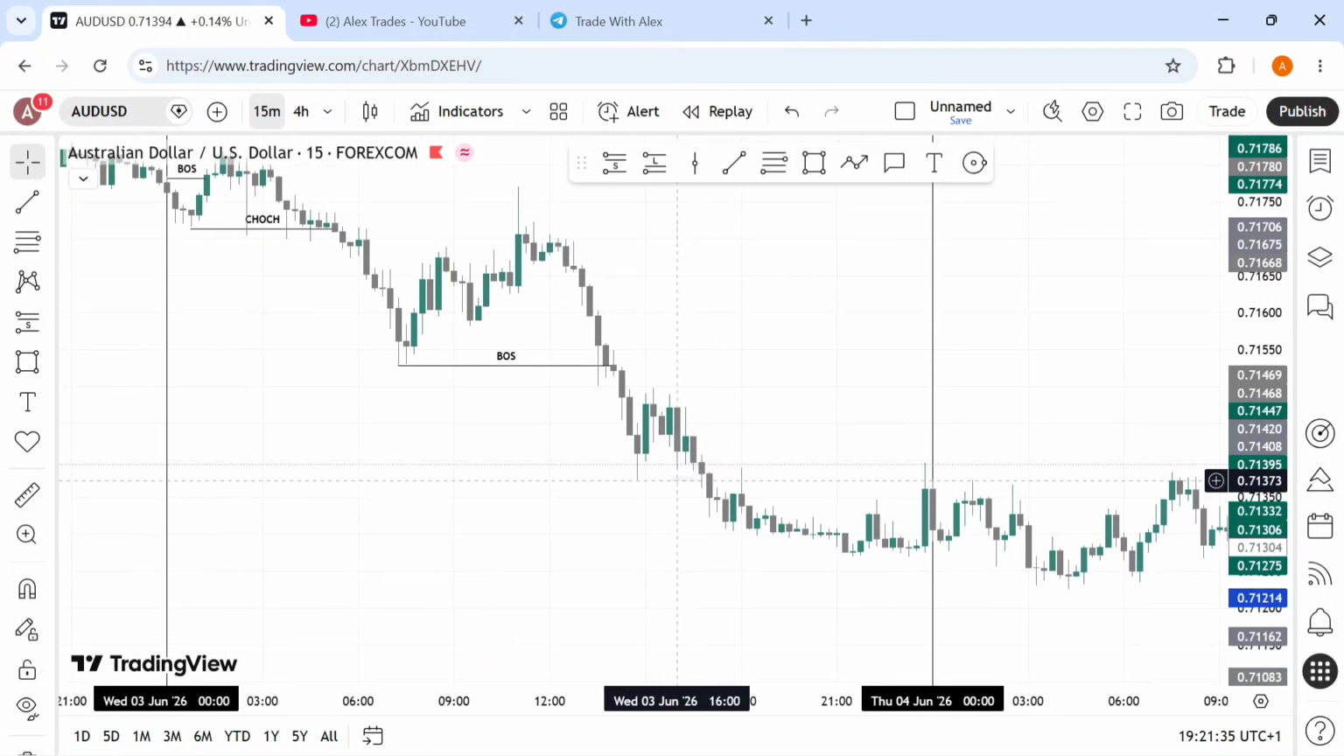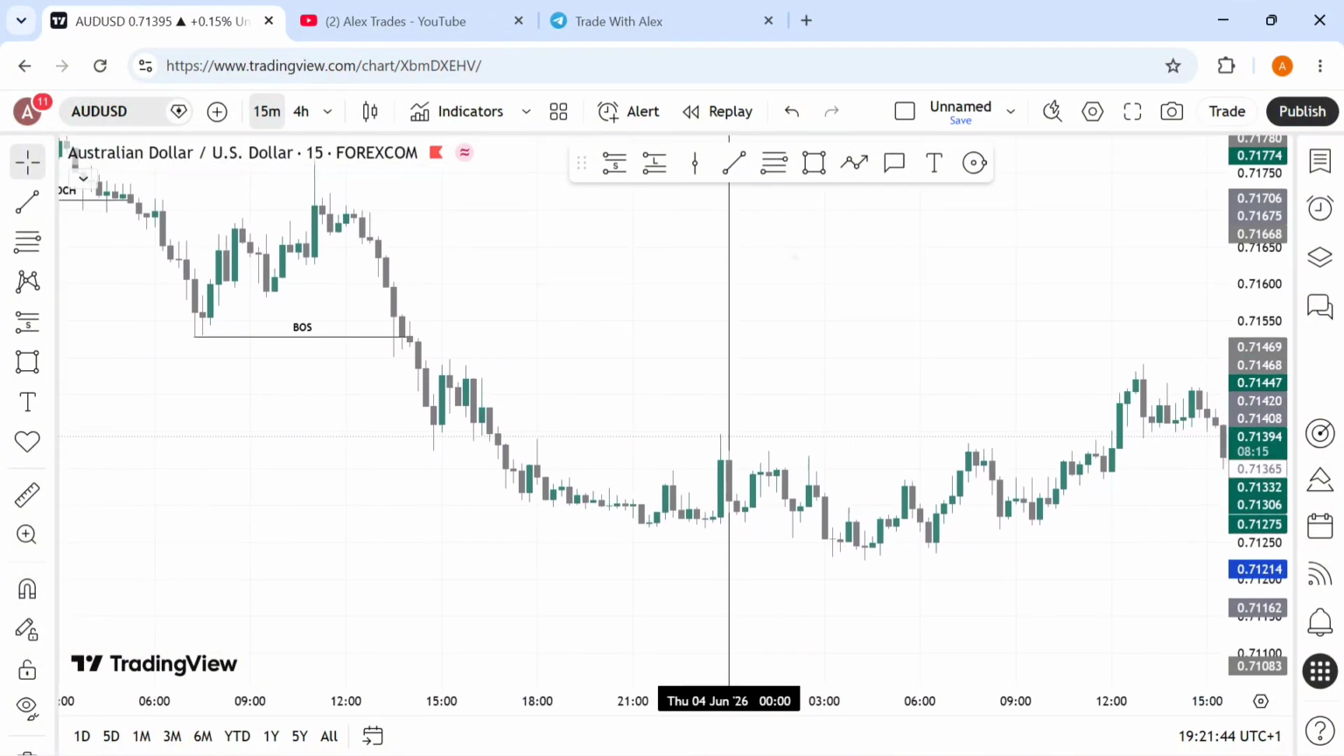This is not a valid break of structure because there's only one bullish candle here. There wasn't a second one that closed above the close of this one. So that's not a valid zone.